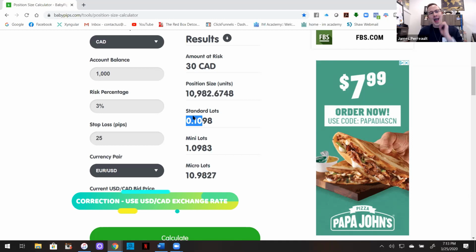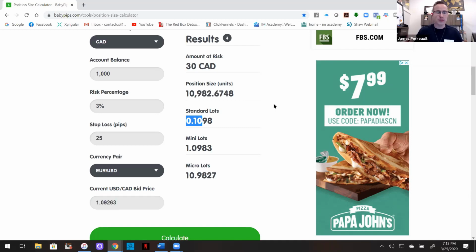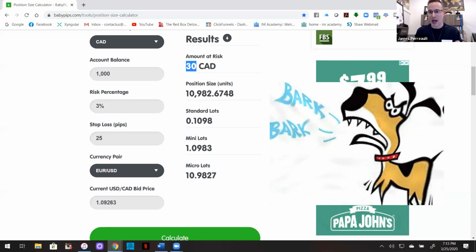So this is an excellent tool, guys. Outside of what an educator is going to give you in terms of a risk size, I look at this every single time before I make a trade. Every single time. So get in the habit of determining what my lot size should be and how much I am actually going to be risking if I lose that trade.